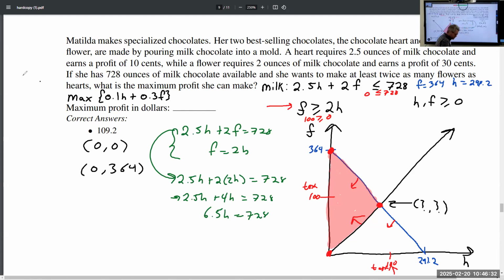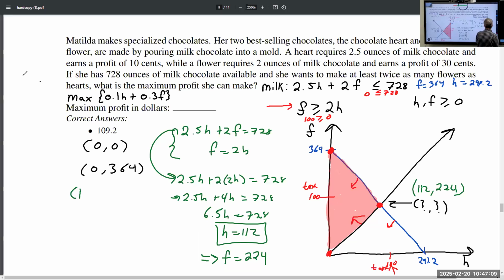Does that divide out equal? That's a good sign. So I think hearts in this case is 112. If that's true, I could double it. That's the point there. Okay, I want the maximum. So I have a new contender here.